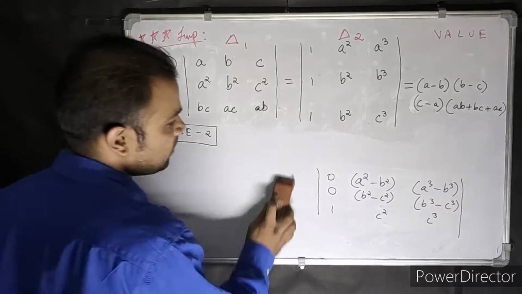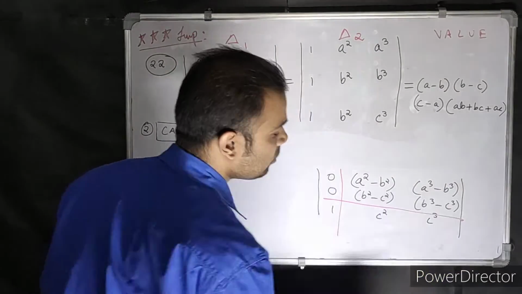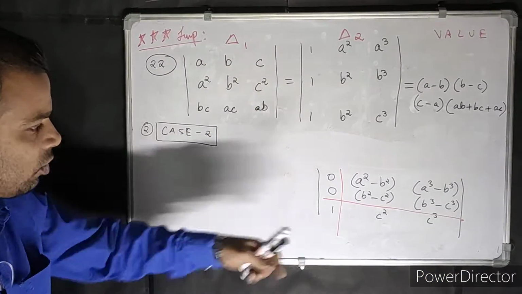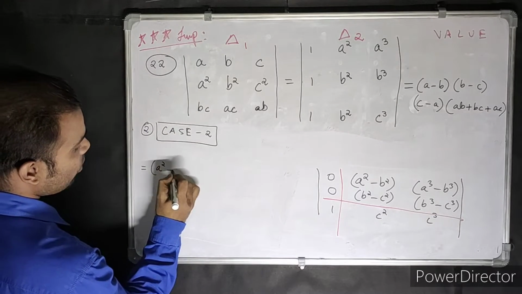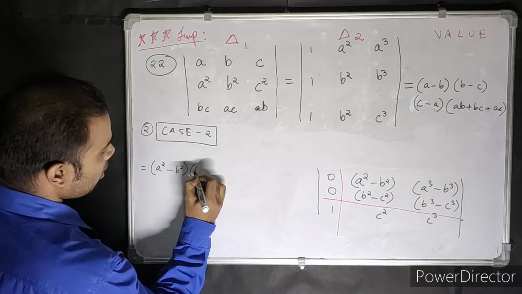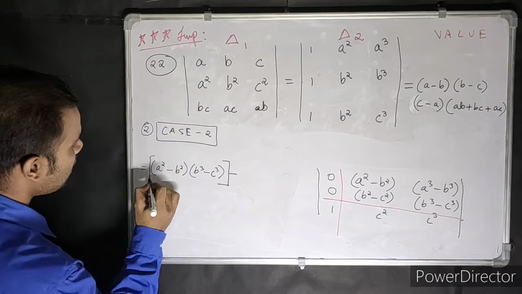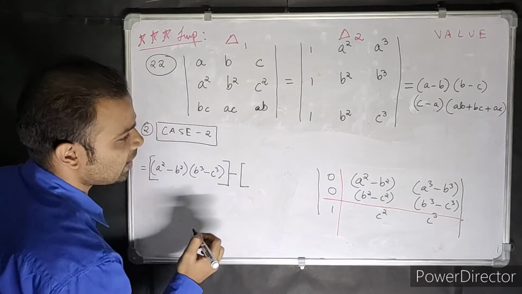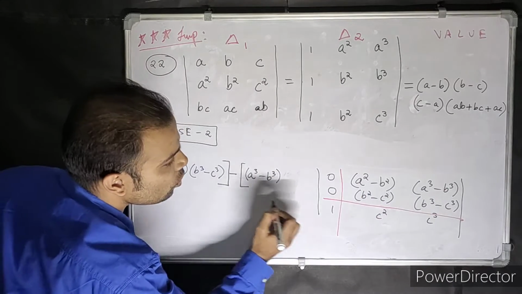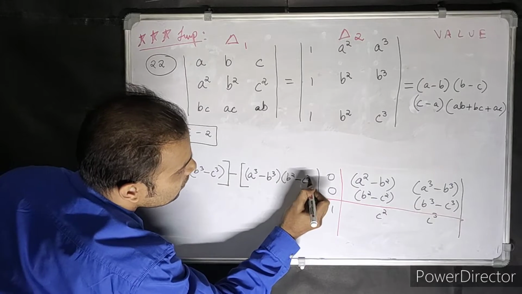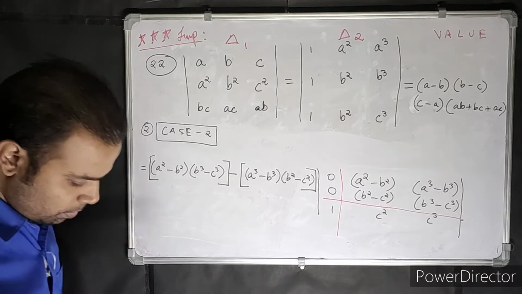Next part is to expand. Look at this, and expand it by what? This column and this row. Cover it up, expand. There's a 1 over here, you have to multiply it with a 1. So your work is very easy. That is a square minus b square into b cube minus c cube minus, this is one part, put it inside one bracket and write the second part. That is a cube minus b cube into b square minus c square. Okay, that is your next part. Put it inside the bracket.